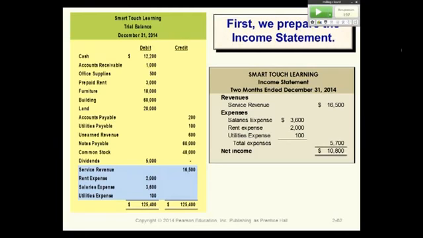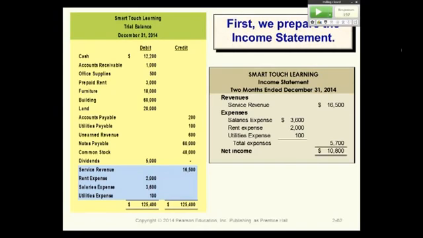Just to review this again, notice the heading, the name of the company, the name of the statement, and for the month ended December 31st of 2014. So again, revenues are 16.5, and that's coming directly from here. So those are your revenues.